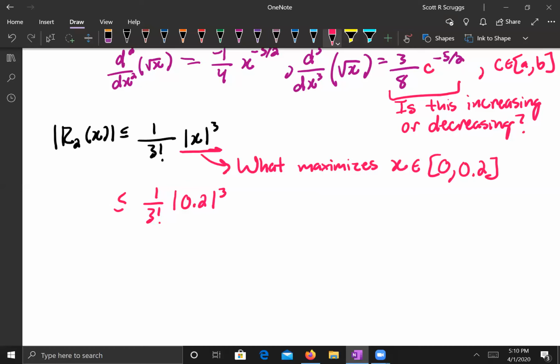And there's our maximum error. Ooh, okay, well, that's interesting. Let's check that. Oh my goodness, it says well done.